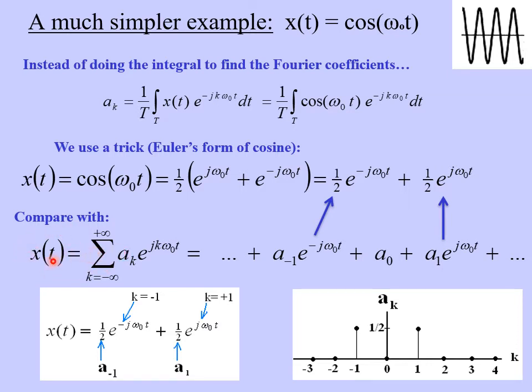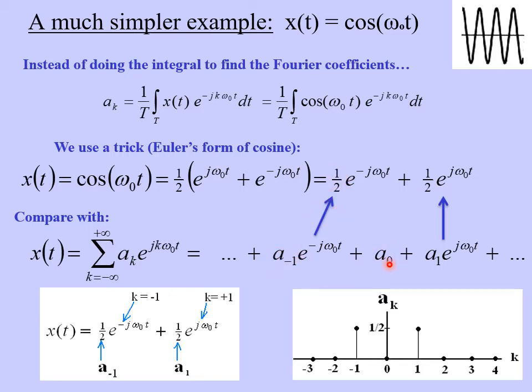Now let's compare this result with the synthesis equation for x of t. Remember, the synthesis equation says that any periodic signal x of t can be written as the infinite sum of a sub k times e to the j k omega naught t. So we've got an infinite number of terms here, but the only ones I'm going to write down are the ones where k is equal to -1, 0, and +1. So here are those three terms. Look at the term for k equals -1. We get a sub -1 times e to the minus j omega naught t. Well, this is the exact same term that's shown up here. Therefore, a sub -1 must be equal to 1/2.